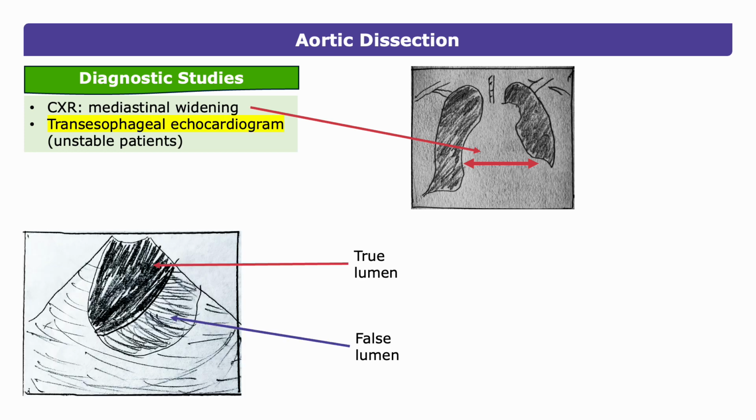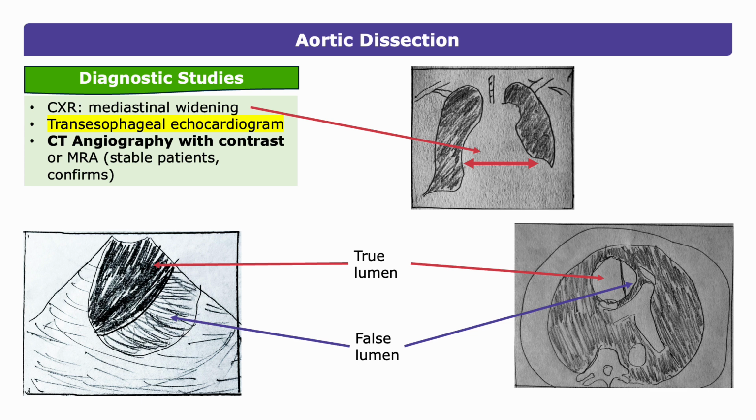Remember, the aorta lies posterior to the esophagus, so a transesophageal echocardiogram or TEE is going to be the best imaging modality to visualize aortic abnormalities such as dissection or aneurysm. This is going to be also the best imaging modality for those patients who are unstable.